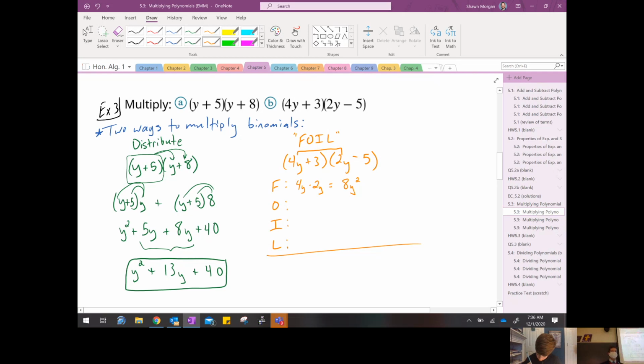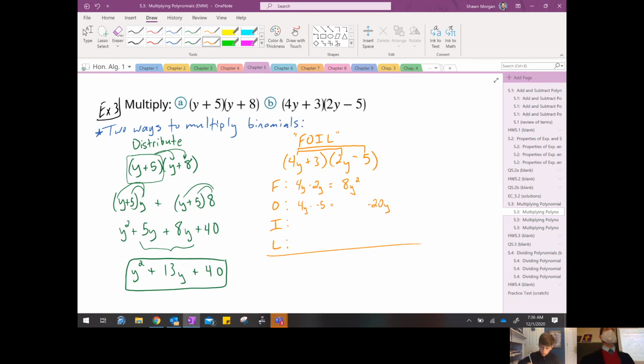All right? When I multiply, this O stands for outer. Watch my hands here. Those are the two terms on the outer rim, so to speak, the outer reaches, the ones on the outside. That's 4y times negative 5. Now, what's that going to be? Negative 20y. I'm scooching him over just a little bit. You'll see why in just a second.